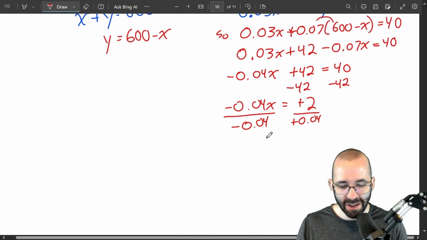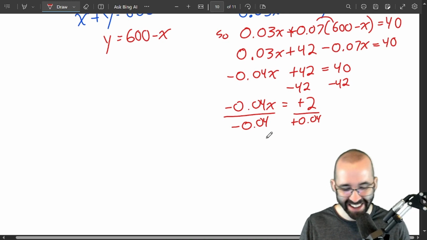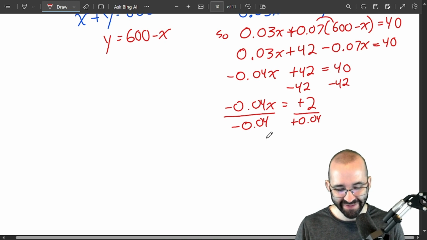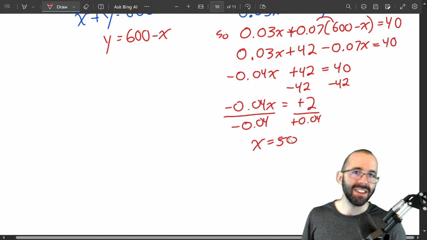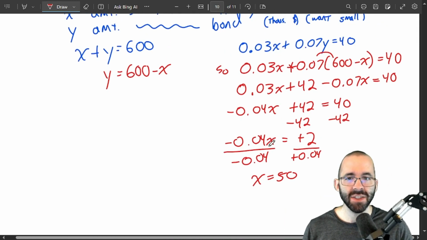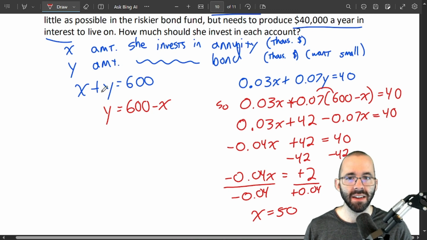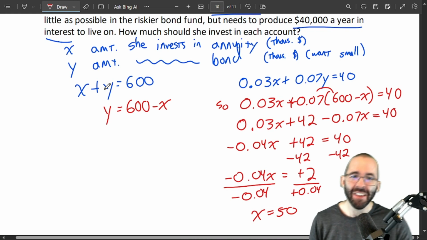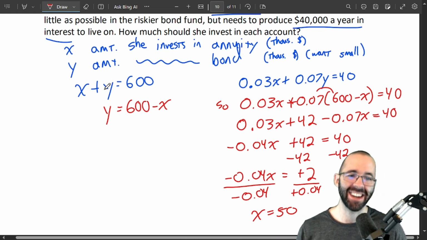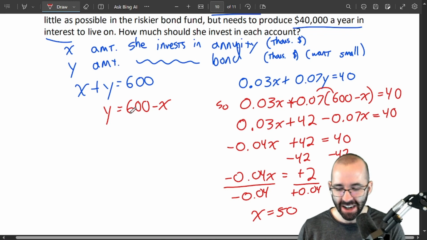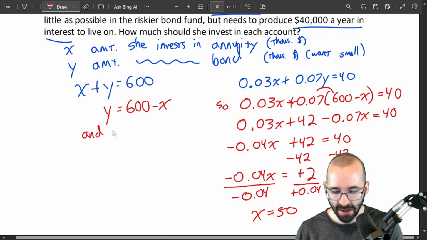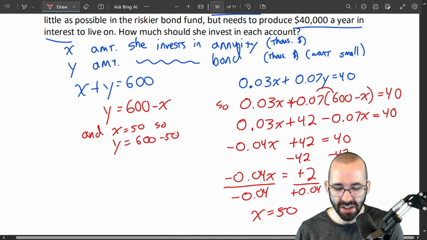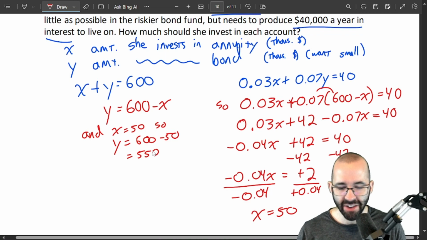Do I want to do this in my head? I think it's 50. I'm not going to check it yet. Let's check it at the end. So if x is 50, what does y have to be? Well, I'm feeling actually very nervous. If x is 50, this is why we check our answers, guys. y is going to be 600 minus 50. y is going to be 550.